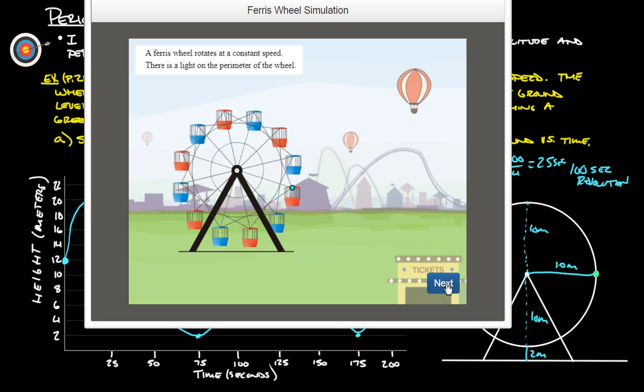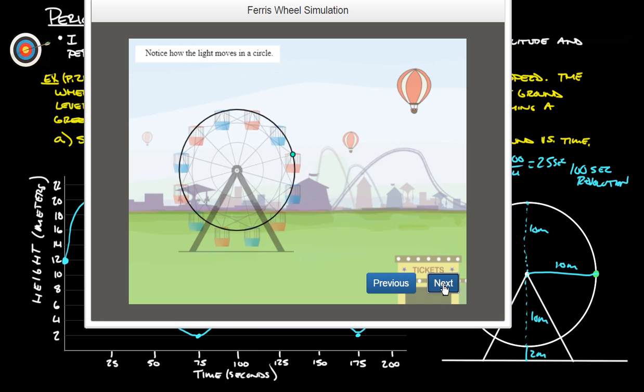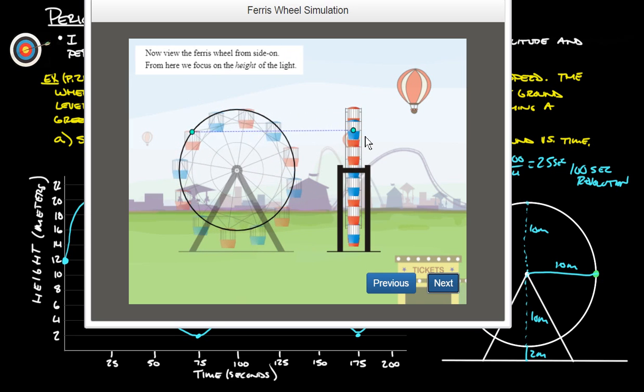Okay, rotating around. Now, we're going to kind of take some different perspectives on this. So here's our circle. Okay, so notice how the light moves in a circle. I think we saw that on here. But now here's where it gets a little interesting. So now we got it.